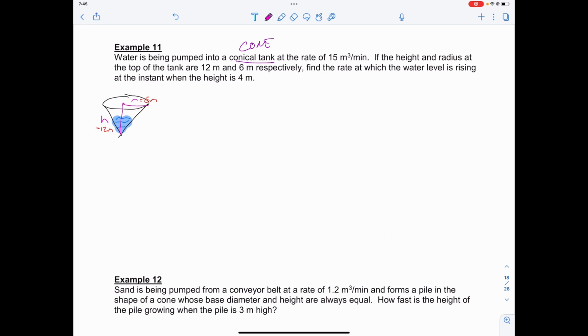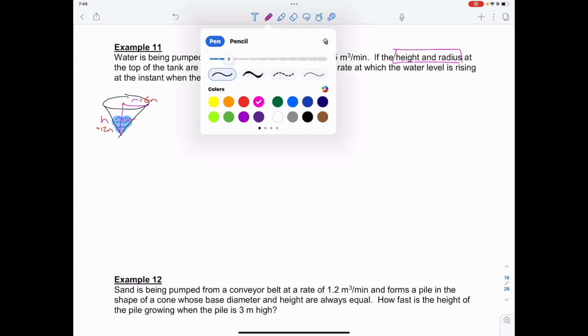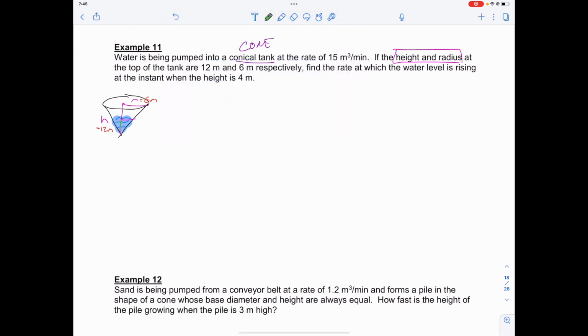We also know that in this case, because it's a cone and not a cylinder like the last example, the radius and the height are both going to be changing as the water level changes. Now, in the last example, our radius was a constant. The radius isn't constant anymore.